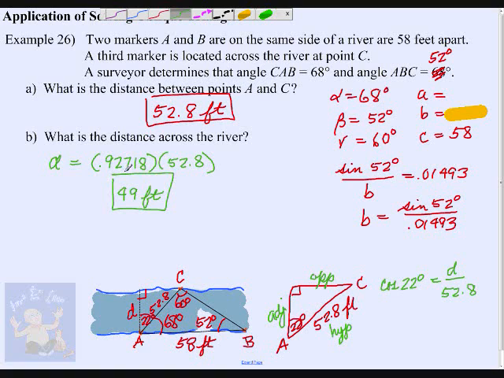See how much that diagram helps? And this was a multi-step problem. We first found this distance here, AC, using what we know about oblique triangles, and then we used right triangle trig to find the distance immediately across the river. Wow, nice work.